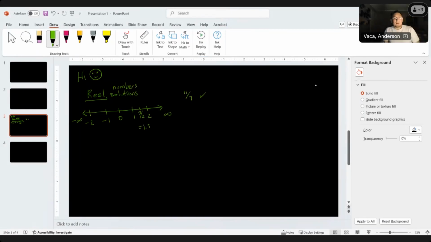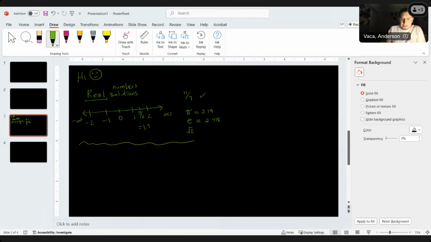But it also includes some other numbers that look a little funky, like pi. Pi is a real number, but it cannot be represented as a fraction. Another real number that looks a little funky is the number e. Pi is approximately 3.14, and e is approximately 2.718. Other numbers that are also real include the square root of 2. So there's a whole bunch of numbers that are real.